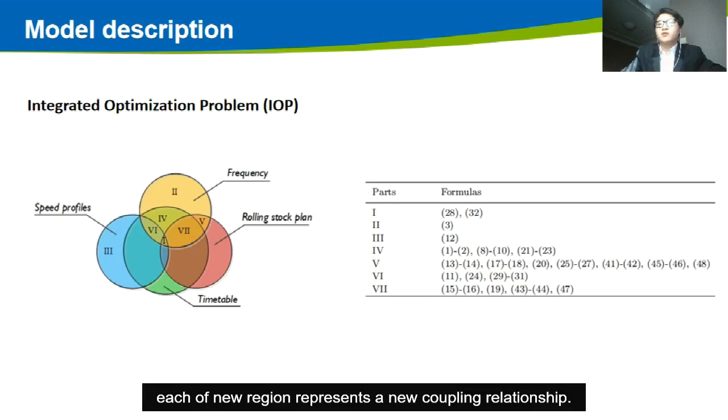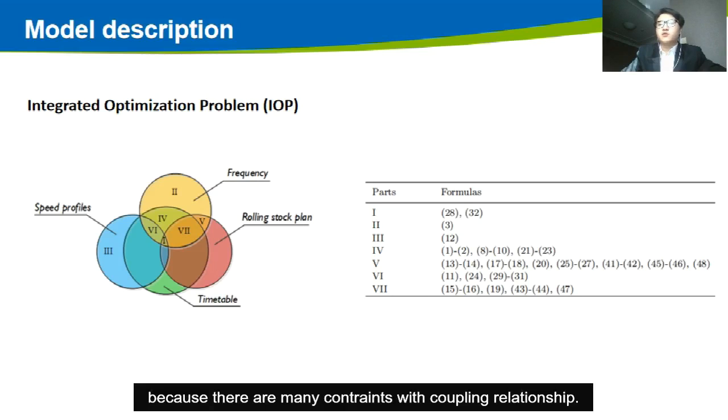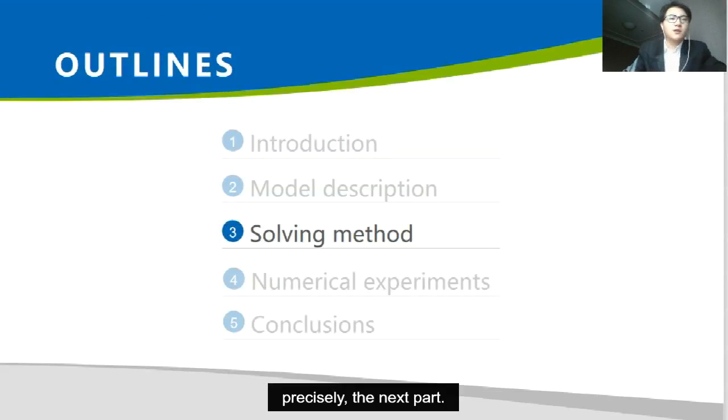Each of the new regions represents a new coupling relationship. This figure shows that our proposed model seems complex because there are many constraints with coupling relationship. Later we will use the graph when introducing the solving method. Precisely, the next part.